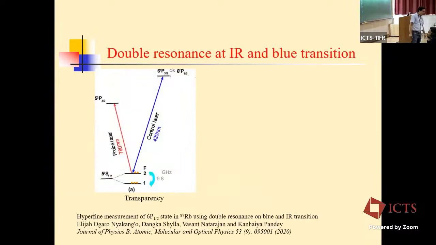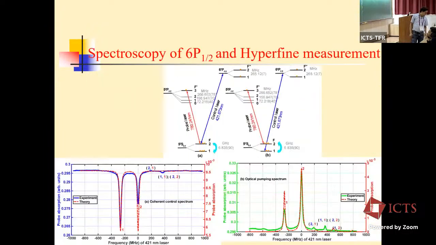But what we did was double spectroscopy. And the idea is, since we don't have a blue photo detector, we will detect 780 nanometer absorption in the presence of a 420 nanometer control laser. So then we don't need a photo detector which is sensitive to blue. Okay. And we did some spectroscopy and did some hyperfine measurement and so on.